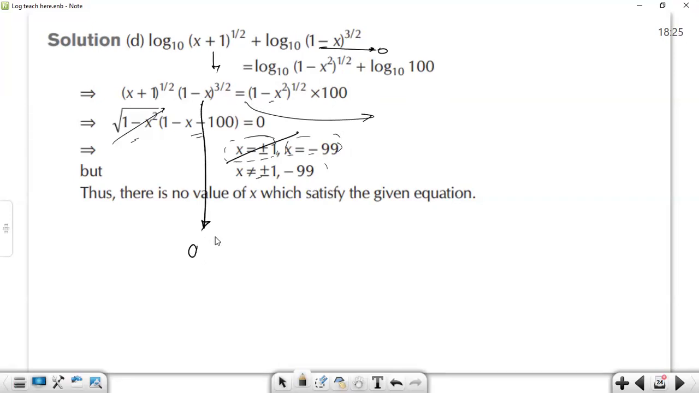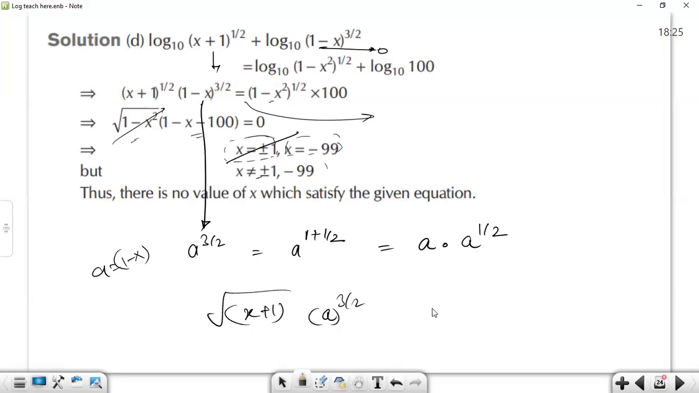This can be further, like a raised to power 3 by 2 can be written as a raised to power 1 plus 1 by 2. Correct? And it can be rewritten as a to a half. So that's the same concept here, considering a as 1 minus x. Okay, so what will become: square root of x plus 1 into a raised to power 3 by 2 minus a raised to power half into 100 is equals to 0. Taking a raised to power half common, and then what's remaining is square root of 1 plus x into a, which was 1 minus x, minus 100, since this is common.